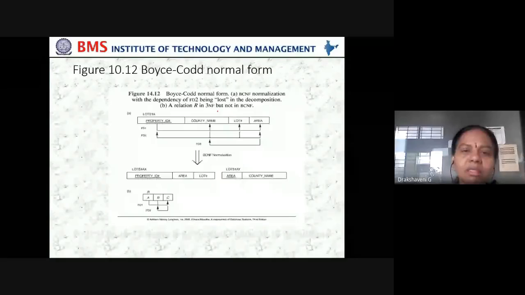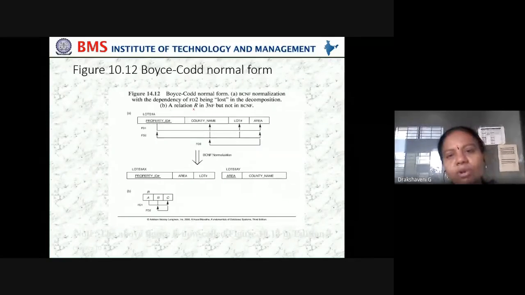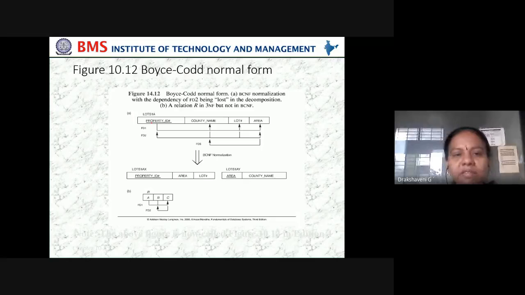So we can see this example of Boyce-Codd normal form. In A, functional dependency 2 is being lost in the decomposition. In the relation in part B, you can see it is decomposed. So LOTS1AX and LOTS1AY, this table is being decomposed into two.